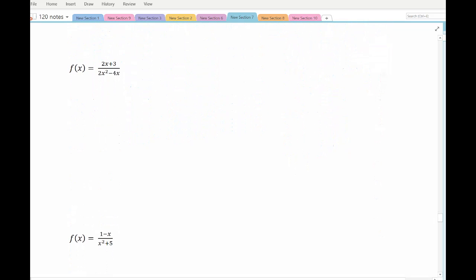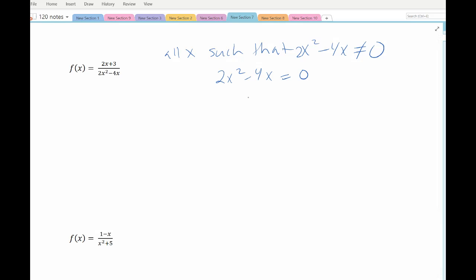All right, next example. We have 2x plus 3 divided by the quadratic 2x squared minus 4x. Again, same thing. We want all x such that 2x squared minus 4x can't be 0. So we solve for the zeros. This is a special case, just like the first one was. It's a special case where I can factor out the x, right? There's no constant term, so I can pull an x out, and then it's going to leave me with a 2x minus 4.